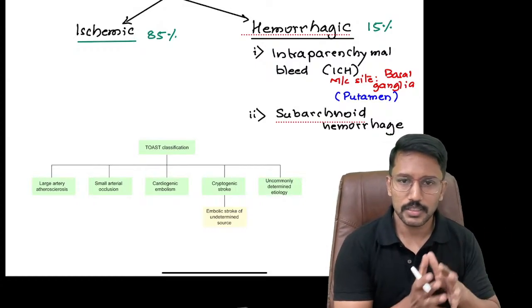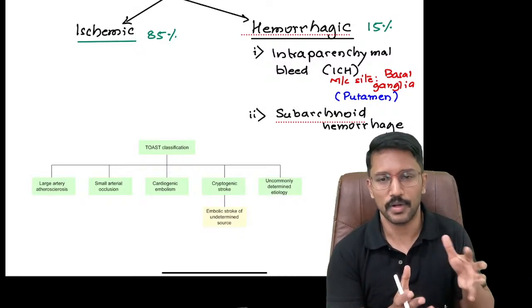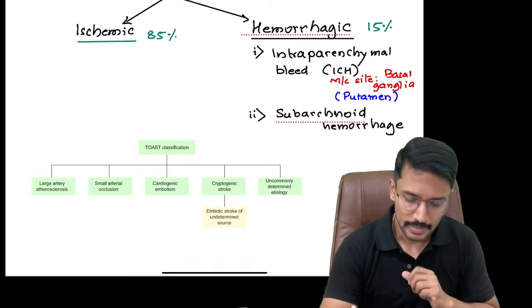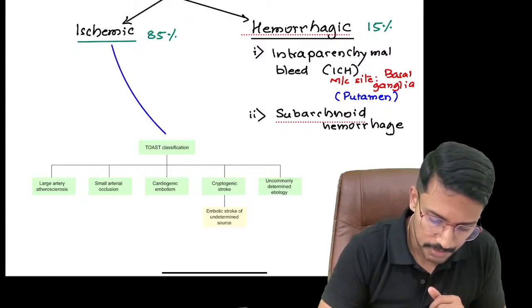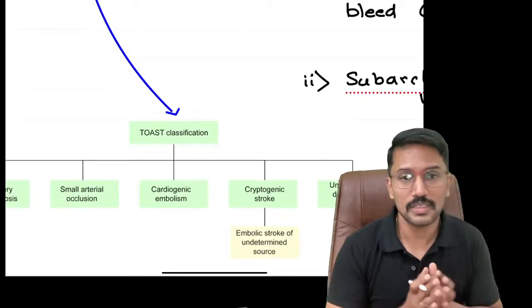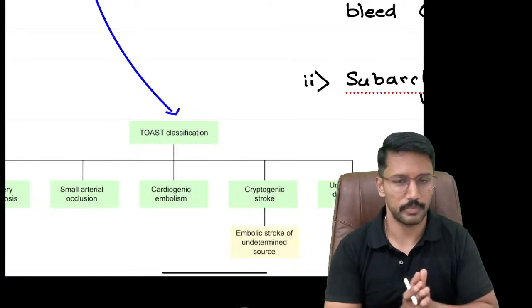Okay. Now let us shift our focus to the ischemic stroke, because that is the most common, accounting for 85% of the cases of stroke. The ischemic stroke is further classified. This classification system is called the TOAST classification. Now, if you are asking me, sir, what is the full form of TOAST? You don't need to remember.